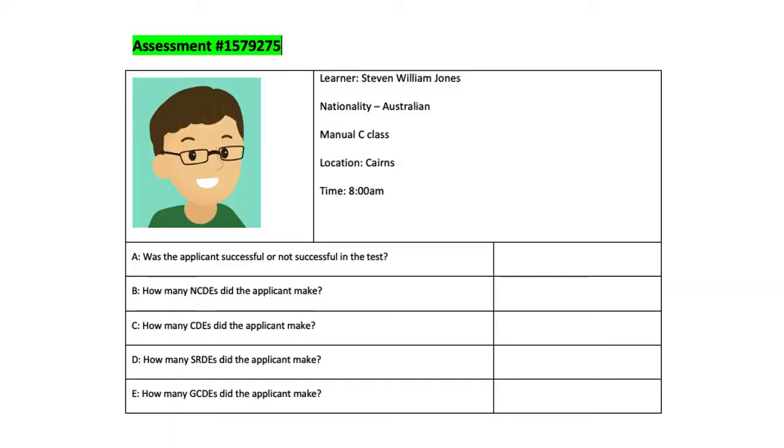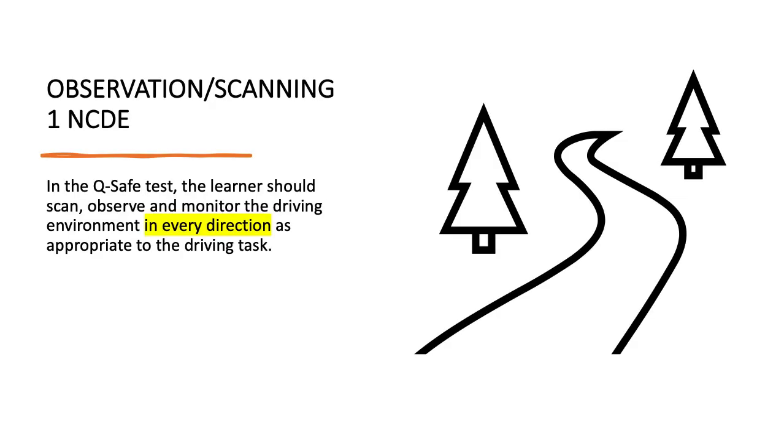So let's take a look at Stephen and what the outcome was of his assessment. First of all, we want to know, was he successful or not in the test? How many non-critical driving errors he made? How many critical driving errors he made? How many specific repeated driving errors he made, and how many general critical driving errors he made. If you're not sure what those definitions stand for of the error types, please see another YouTube video that I've done on the types of errors, and that'll make it a lot easier to understand this section.